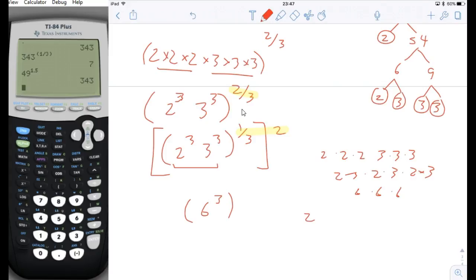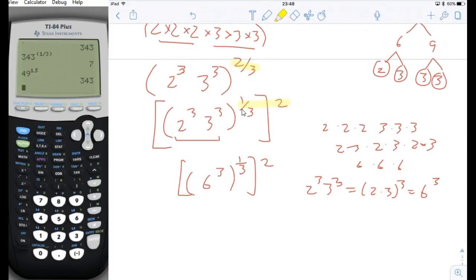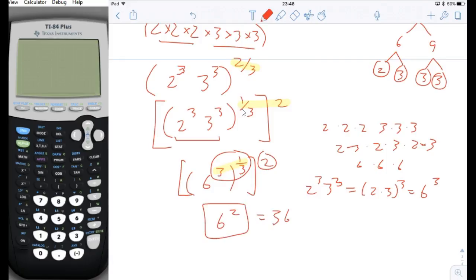We can also use power rules to do that. We know that if we have this, that this is equal to 2 times 3 to the 3rd, which is equal to 6 to the 3rd. Okay? So we have 6 to the 3rd to the 1/3 squared. Okay? And we know that if we multiply 3 times 1/3, the powers here, since they are a power to a power, then we can multiply them, and we get 6 to the 1st. And then we can multiply 6 to the 1st with 2, and then we get 6 squared. So our answer turns out to be 36.